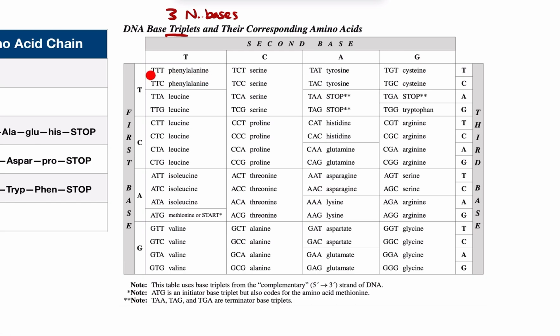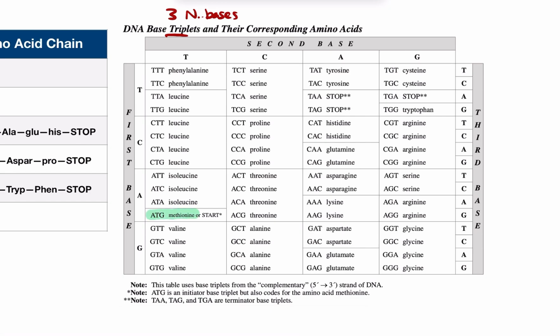So if you look at phenylalanine, this is the amino acid. It can be TTT, the codes for that, or it could be TTC. Leucine, it's kind of a bit of a hog, so it's got TTA, TTG, CTT, CTC, CTA, or CTG. And then we have isoleucine, there's ATT, ATC, ATA, so you get the idea.